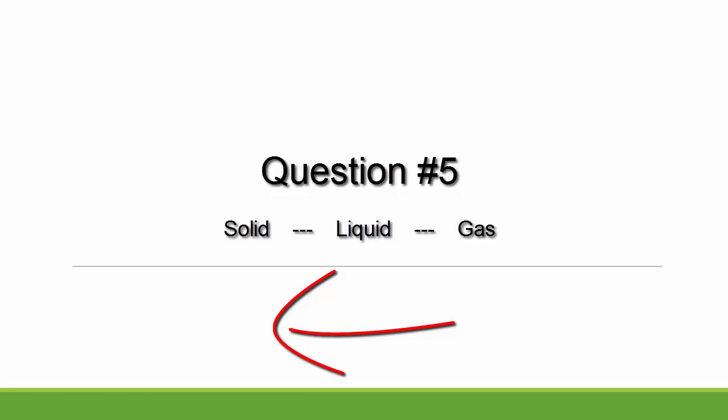Number 6. Here we go. We just answered that one too. What makes water an exception to the phase change rule? The fact that it has a greater volume as a solid than a liquid. So in terms of the standard, which is gas, liquid, solid, water is gas, liquid, solid.